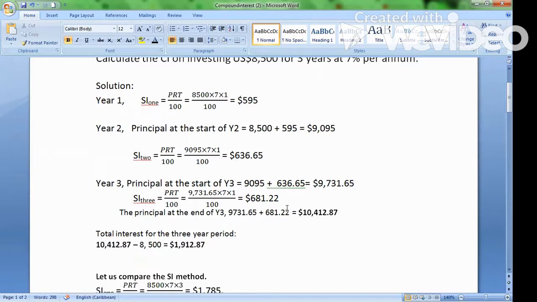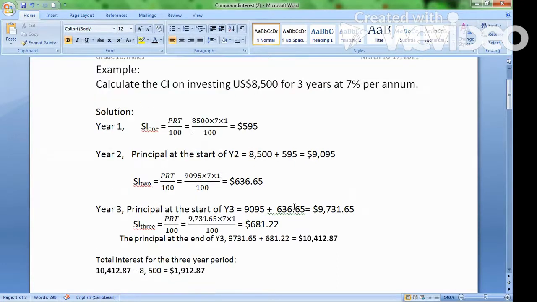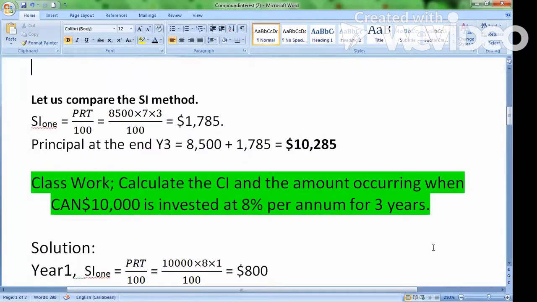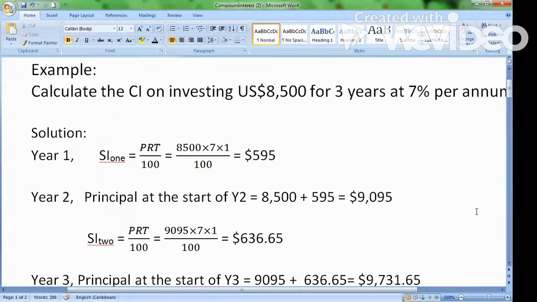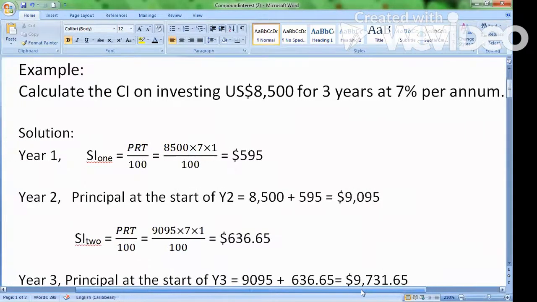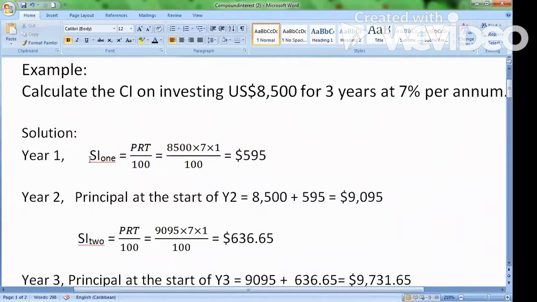So, it says calculate the compound interest on investing US $8,500 for 3 years at 7% per annum. So if you notice, we are using the simple interest formula. What we do is, for each year, we use the simple interest formula. That's basically what we do.